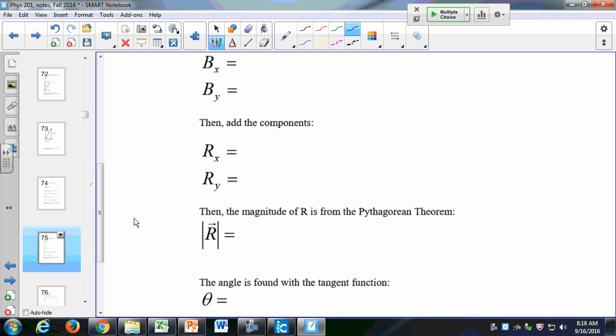The magnitude of R is the square root of 1.7 squared plus 2.4 squared, because this is a right triangle with sides 1.7 and 2.4. So the magnitude is this value. And then if I want to know this angle, I do my inverse tan.